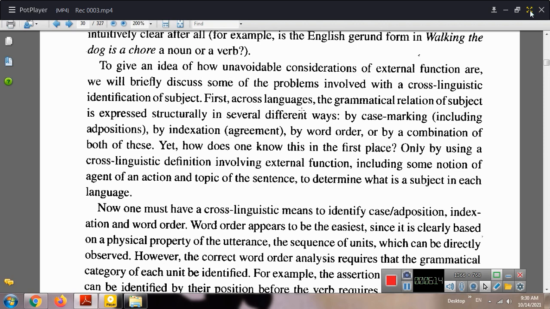Subject is expressed structurally in several different ways: by case marking, including adpositions, by indexation, by which we mean agreement, by word order, or by a combination of these. So this means the languages express the subject.